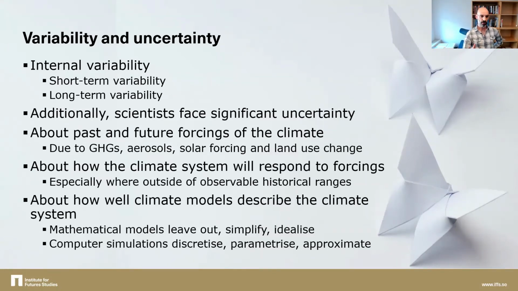And part of the reason for that uncertainty is because of the above points, that it's quite difficult to assess how well they're doing. Also just because of this simple fact that the key thing we're interested in is these long-term future predictions of a system where the hypothesis is that we've pushed the generating process out of its historical range. And so it's a deeply difficult task. But it also is related to these things I said before, that mathematical models leave out, they simplify, they idealize, and that computer simulations in particular discretize, parameterize, and approximate.